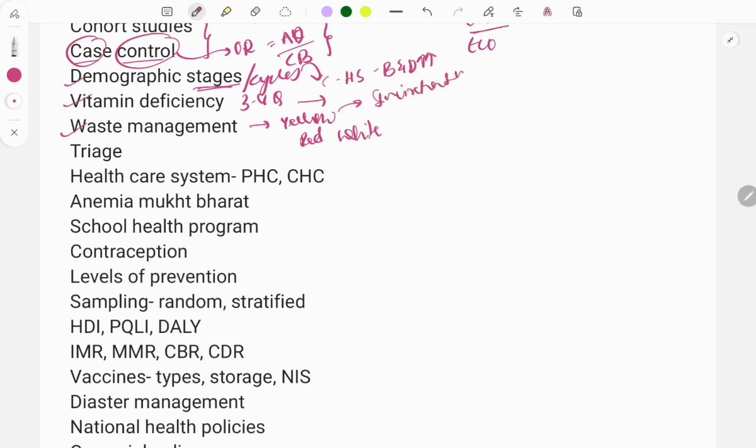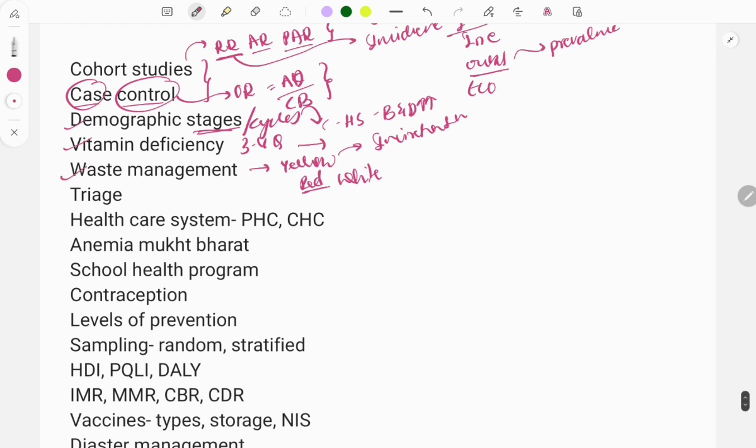Then in red, we will be disposing of plastic things. Then white is for sharp things, and then there's another category, blue. In blue we will dispose of glass and metal implants.